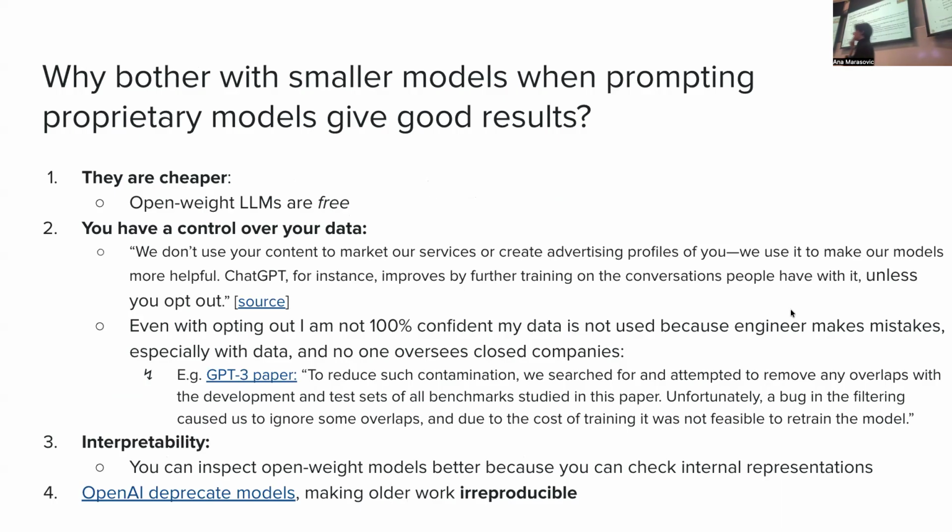And then finally, you might ask me, why even bother with smaller open weight models when proprietary models and prompting them give good results? I think the main argument I will always make is they're simply cheaper because they're literally free, right? So if you have GPUs at your disposal, you can fine-tune a model, or you don't even need to fine-tune it. You can also just prompt open weight models, and then they're free, right? An API will always cost something.